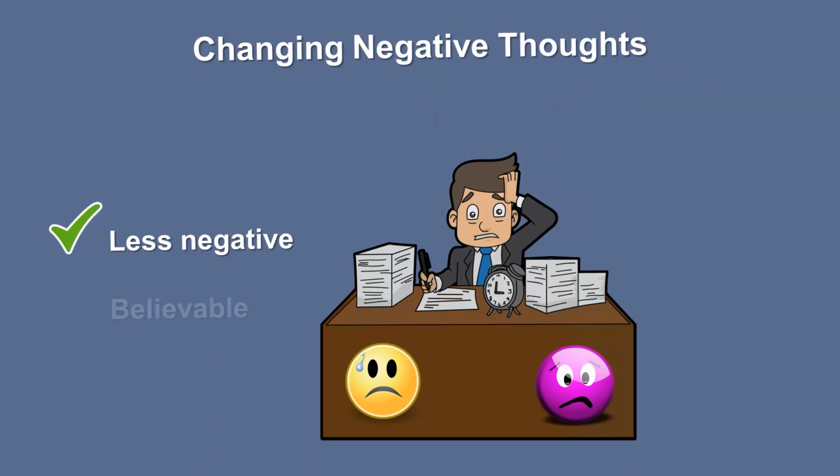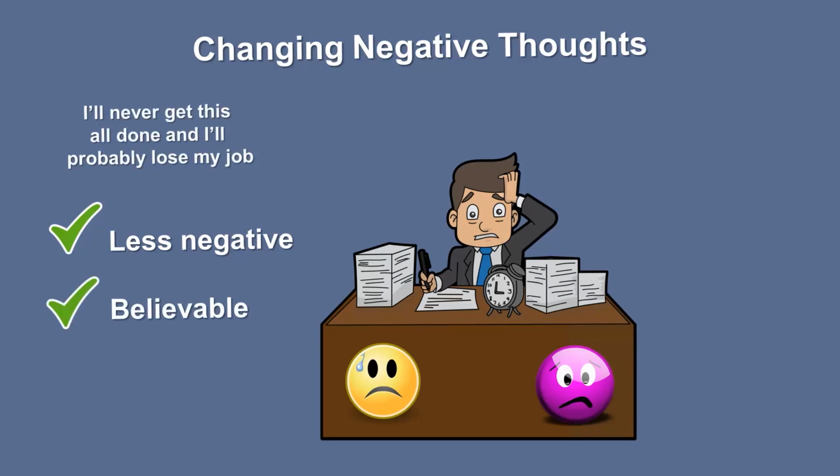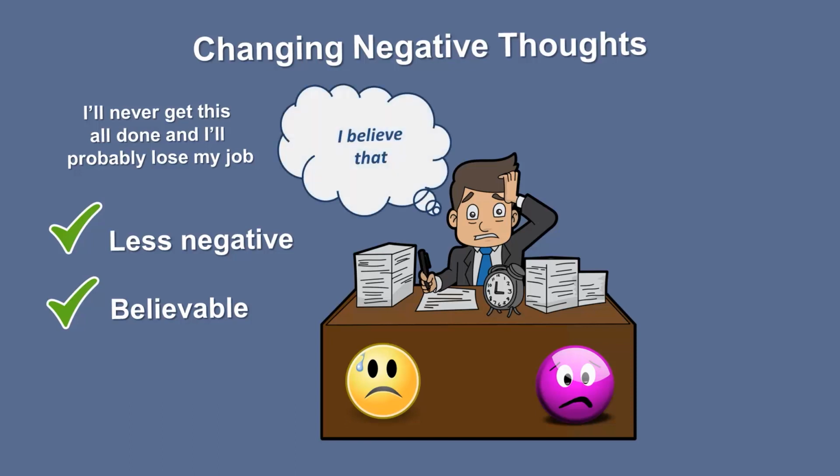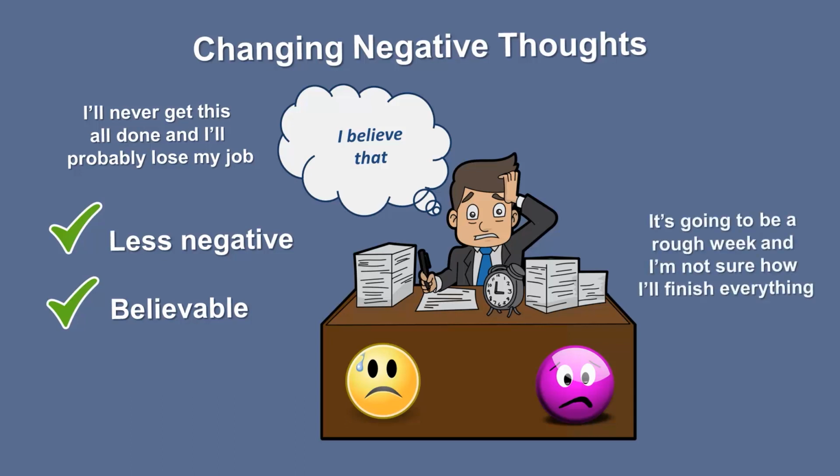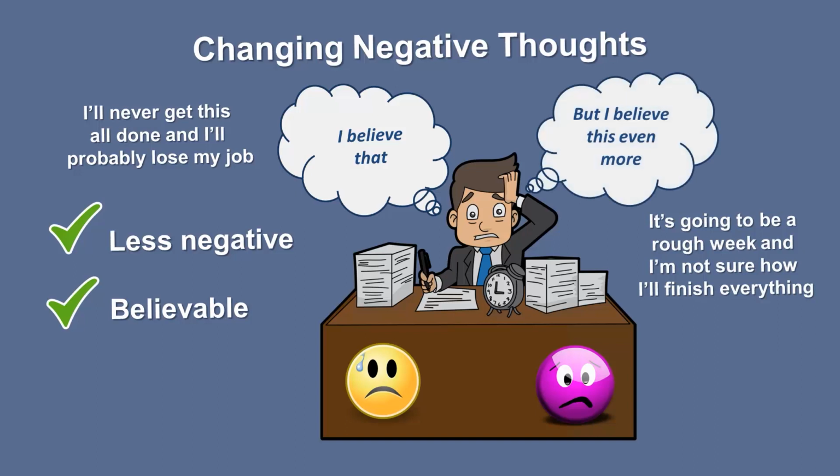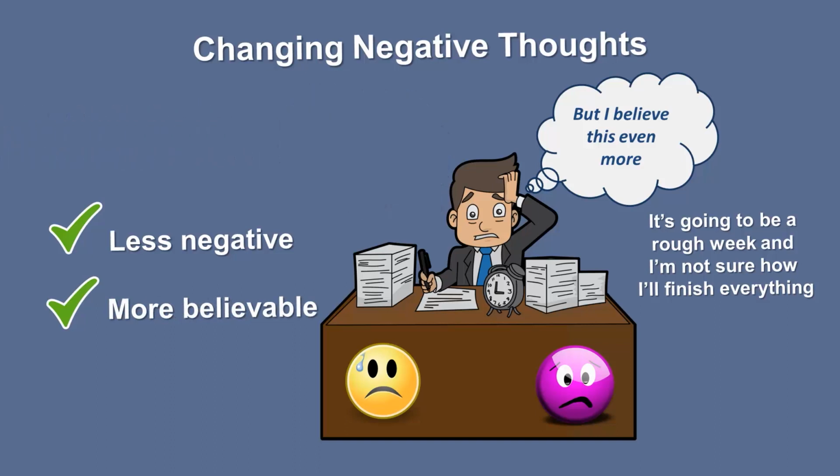And the new thought needs to be believable. We have to be able to believe this new thought at least as much as the old thought, because even if it's negatively biased, we do believe our original thought. So we also need to be able to believe the new thought we're trying to replace it with. And it helps if we can believe the new thought even more than the original thought. Otherwise, the old thought will tend to keep coming back up.